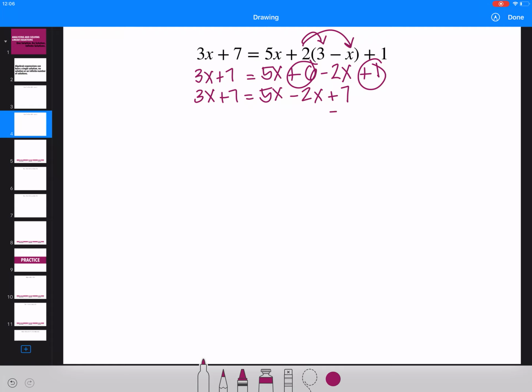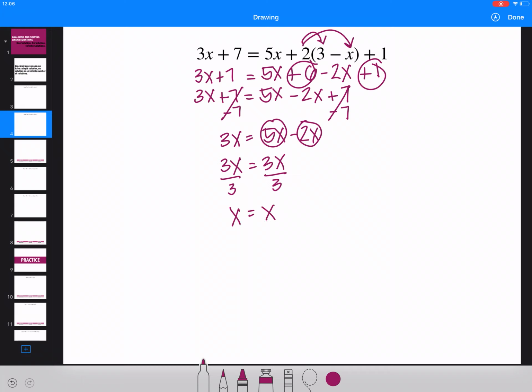Then I'm going to subtract 7 from both sides, and this cancels out, this cancels out. I'm left with 3x on the left side equals 5x minus 2x. And I'm going to combine these because they're like terms, and I have 3x equals 3x. I'm going to divide both sides by 3, and I'm left with x equals x.